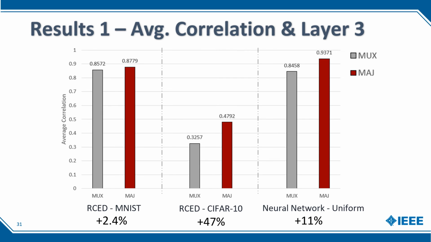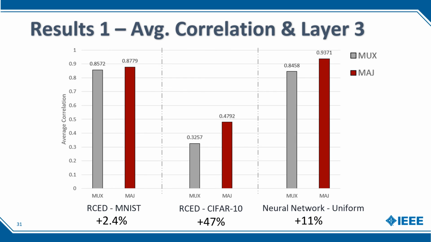This chart summarizes the change in output correlation at layer 3 of both the neural network circuit, which we saw in the previous example, as well as the Roberts-Cross edge detection circuit from before. The results for the Roberts-Cross circuit are separated by the input dataset. On the left is MNIST, and in the center is CIFAR10.